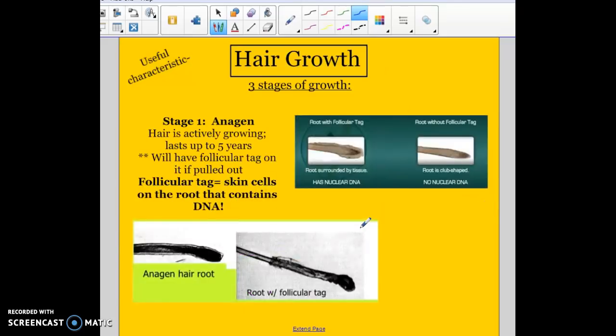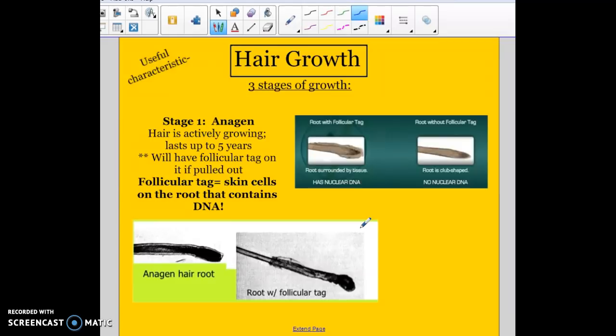Alright, so let's take a look at some useful characteristics. We've already talked about cuticle pattern, medulla type, and the medullary index. Now, besides just the three parts of hair, what are some other characteristics that are useful when analyzing hairs that are found at crime scenes? One of the things we can take a look at is hair growth, what stage of growth the hair's in. There are 3 stages of hair growth.